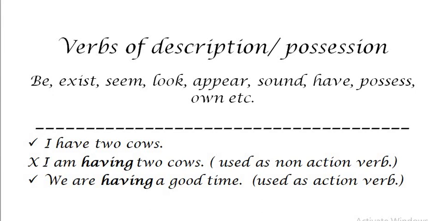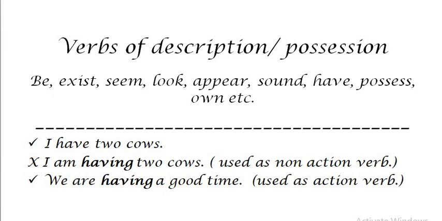I have 2 cows. This is a verb of possession. I am using this have for possession. So I have 2 cows, but I should not say I am having 2 cows, because I have 2 cows is possession, and I am having 2 cows doesn't make any sense. So better use I have 2 cows.